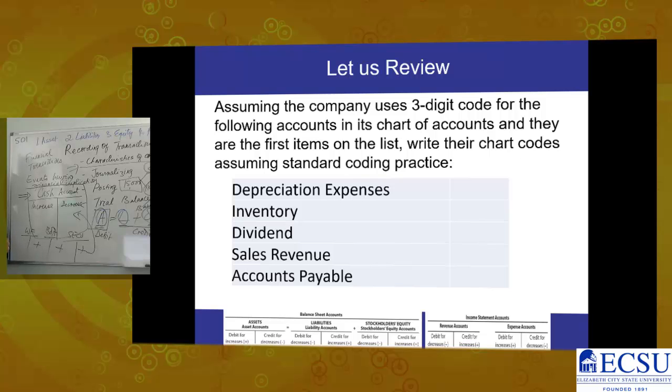501. How about inventory? Inventory is an asset, so I will be considering that maybe as 101. What is a dividend? Dividend is part of the equity, so it has to start with 3, so it could be 301. And sales revenue, which is a revenue, therefore it has to start with 4, so it would be 401. And accounts payable, of course, is a liability, so it could be 201. So that is how you will be handling the numbering system for different accounts using the code.